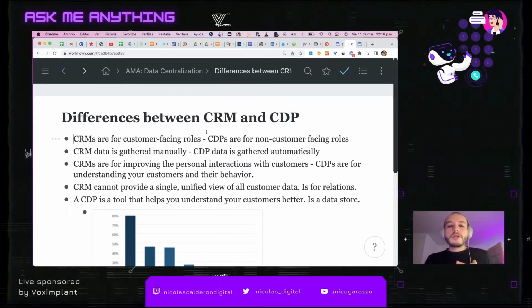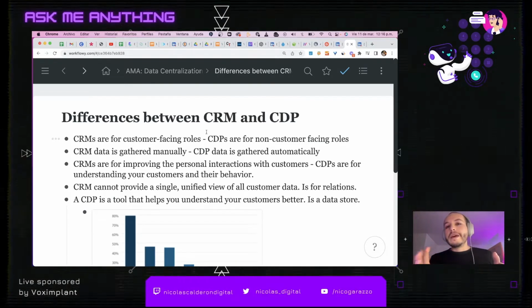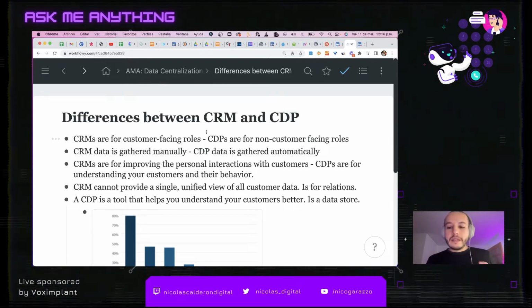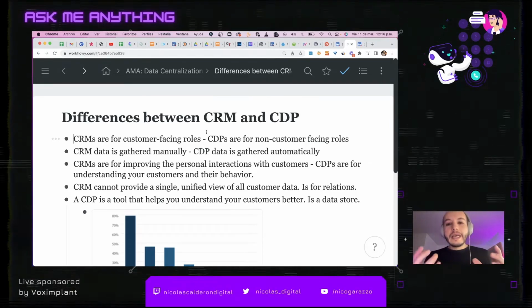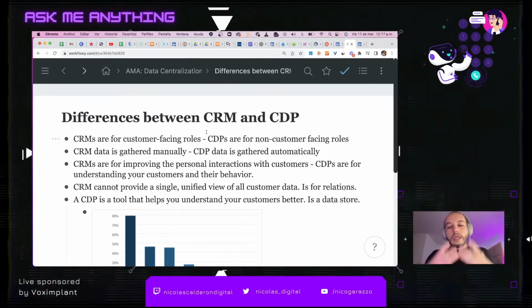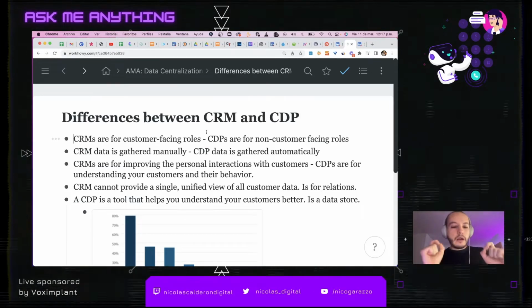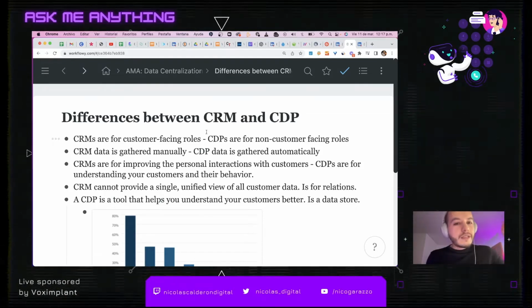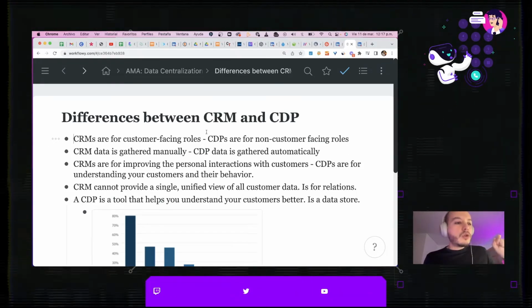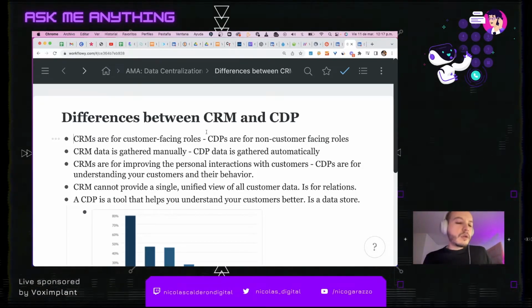CRMs are for improving personal interactions with customers, while CDPs are for understanding your customers and their behaviors. That's why I said we're going to talk about why this is important for your omnichannel, but you can get a hint here. If I am a decision maker in a bank and I want to understand the top 3% of customers who are clients of ours, in particular, I would like to know specifically what ad this person clicked to get in touch with my brand. Then I want to know what they told the salesperson about their needs. I'm talking about services now.